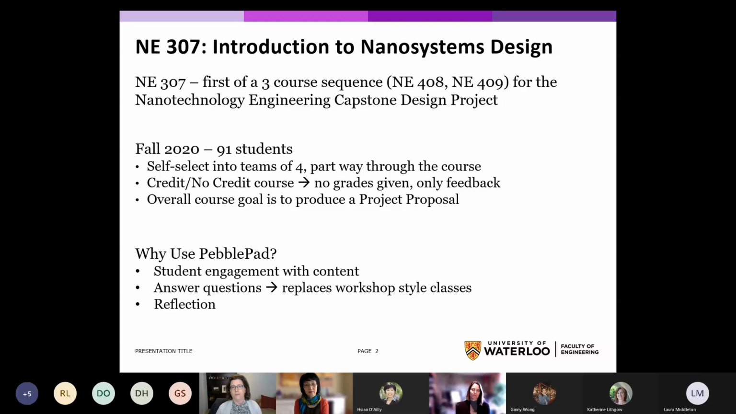And I also do quite a bit of workshops. So where they work in their groups, I might give them worksheets to do. I do a lot of walking around the classroom and helping them connect with content, answer their questions, that type of thing. And as already mentioned by Laura, reflection is also quite easy to add into PebblePad, and I think that's really important for this course.